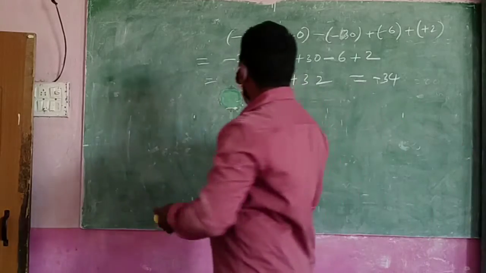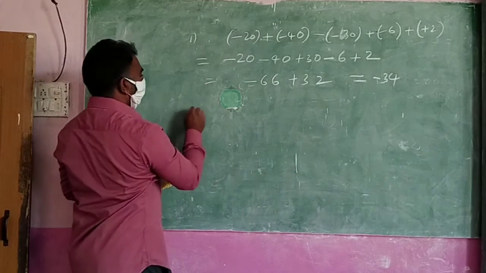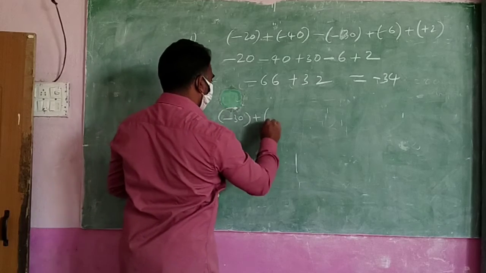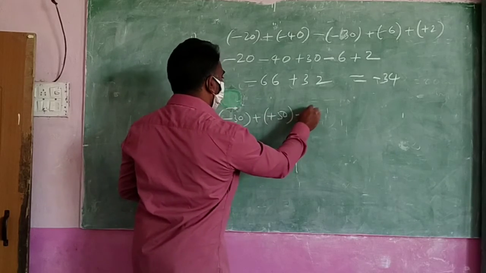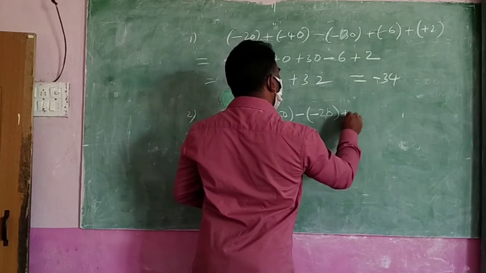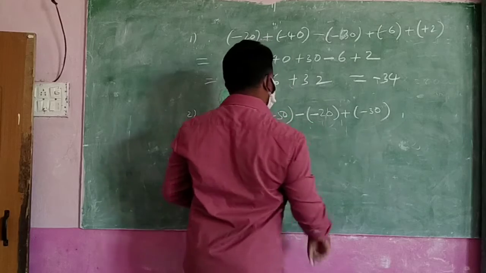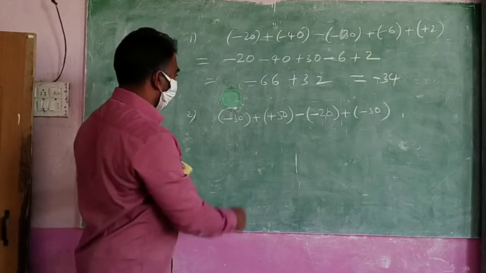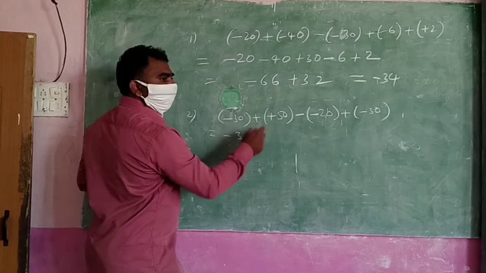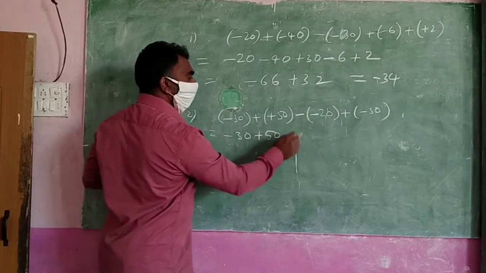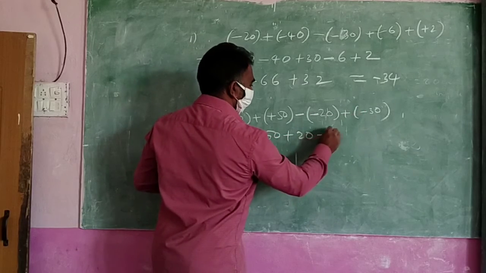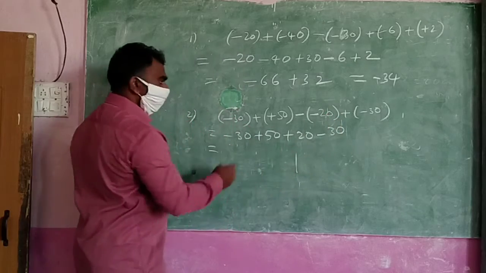Okay, now again, one more question. Minus 30 plus 50 minus 20 plus minus 30. Say to me. Minus 30, single symbol. Plus will be plus only. Minus also will be plus only. So here what should I write?